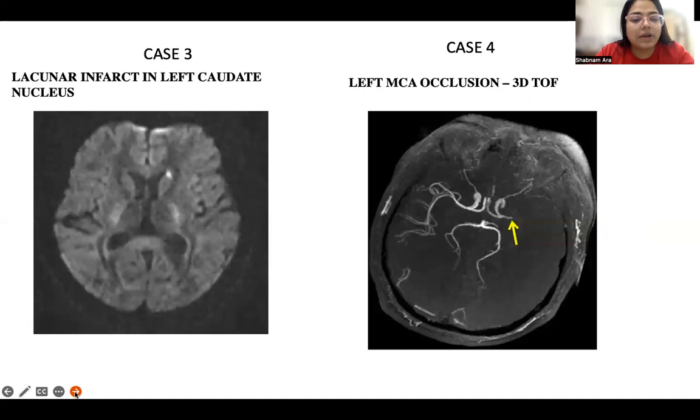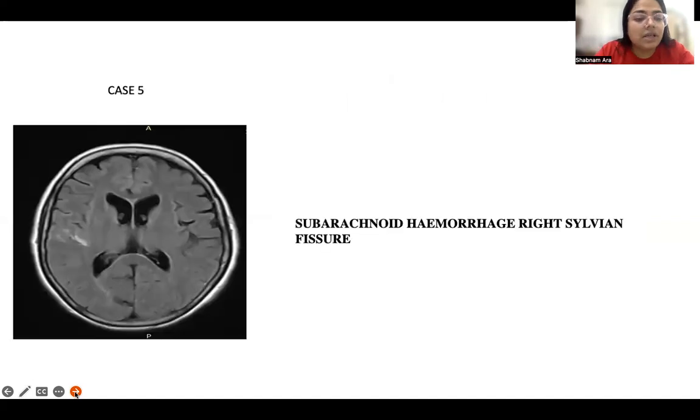This is case three showing a lacunar infarct. This is a DWI image showing a lacunar infarct in the left caudate nucleus. And this is the MR angiography 3D image, which is showing occlusion of the left MCA. This is a case five image, which is showing subarachnoid hemorrhage in the right sylvian fissure, shown as hyperintensities in the sylvian fissures.